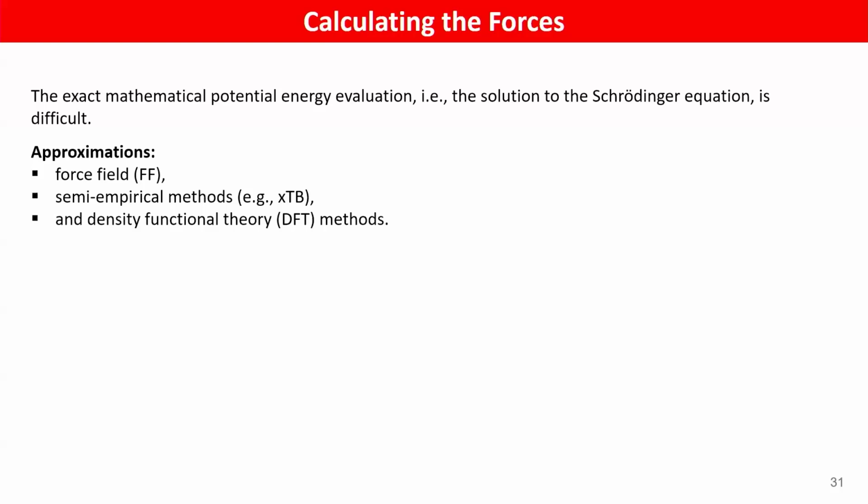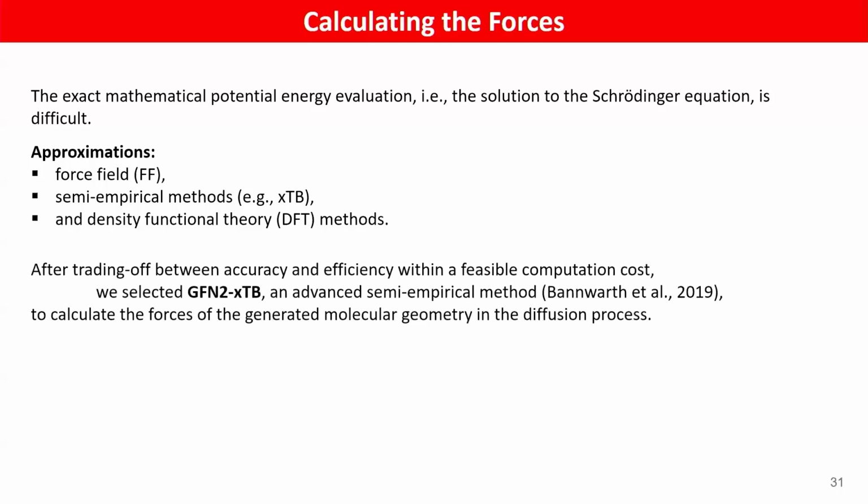So, as I said, you could do that with Schrödinger equations, but that's very complicated. So typically people use some approximations, such as force field approximation or semi-empirical models or density functional theory-based methods. So in this case, we use these GFN2-xTB-based methods. What's important for us now is that it can approximate the energy or the forces on the atoms in the molecule.